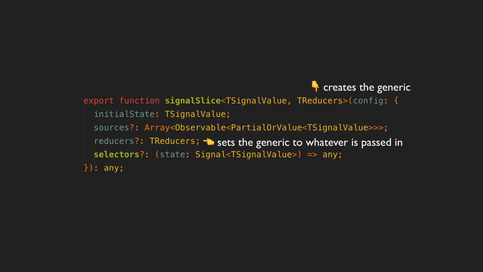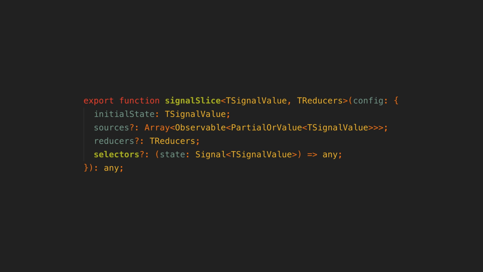Let's keep going by adding another generic for our reducers. Just like we did with the initial state, we are now capturing the type of data that is supplied to reducers using a generic. We aren't making use of that generic type yet, but we will later when we better define the return type for signal slice. However, we need to take things a bit further here. We don't want users to be able to just supply whatever they like as reducers. We want a reducer to follow a very specific format.